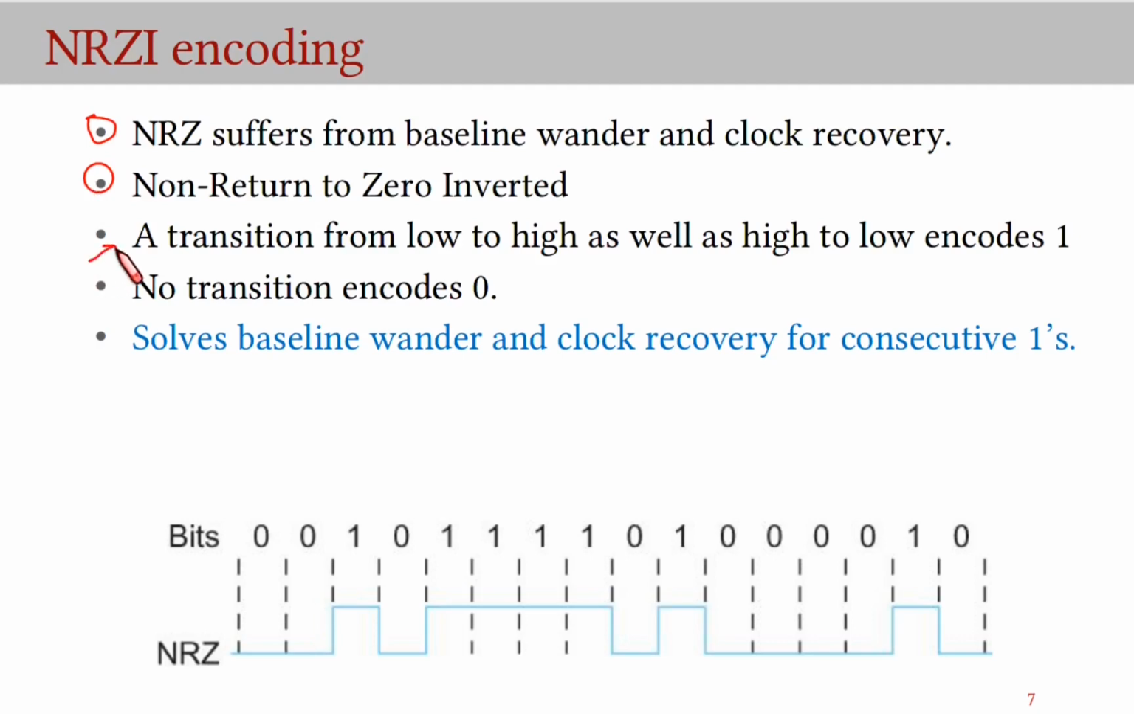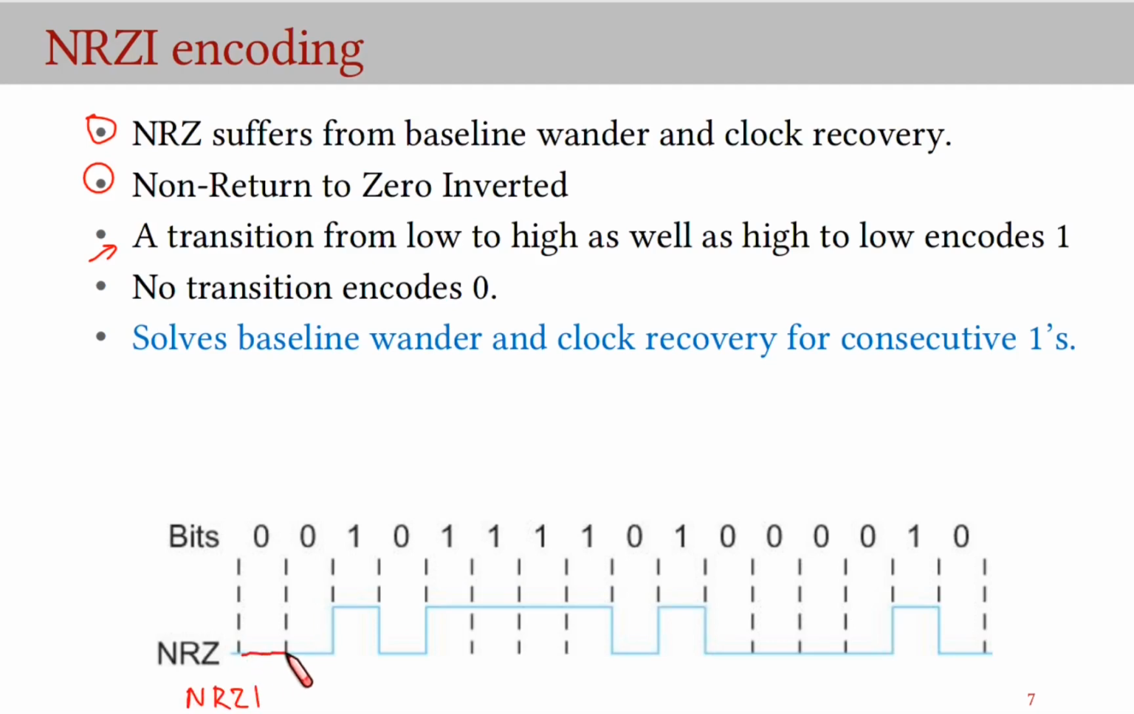In NRZI, 1 is encoded as a transition. This transition could be from low to high or could be from high to low. And we encode 0 as no transition. Let us look at this example again. So this blue line indicates the NRZ encoding for this bit sequence 00, 10, 111 and so on. I'm going to show the NRZI encoding in red.